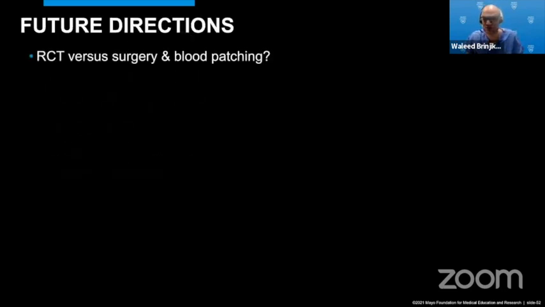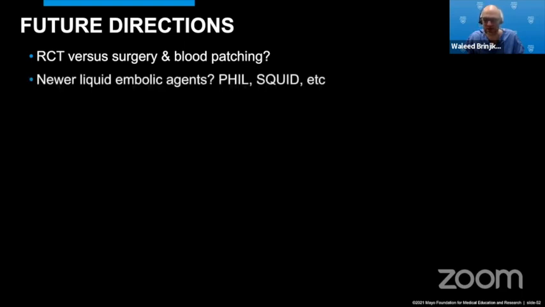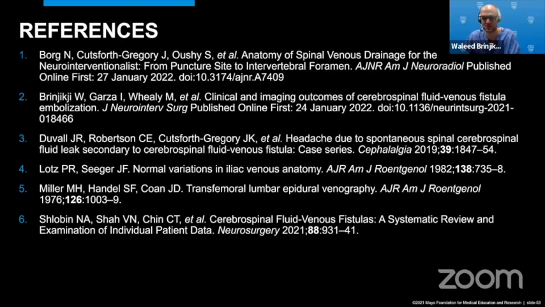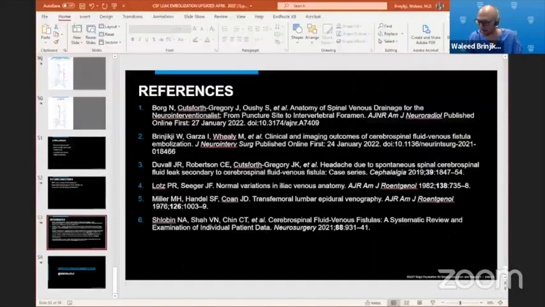Future directions, we are working with the team on a randomized controlled trial of surgery versus blood patching. We're looking at liquid embolic agents that are newer, not available in the US, and discussing a possible prospective clinical registry that's multi-center. Thank you very much, and I'm happy to answer any questions.